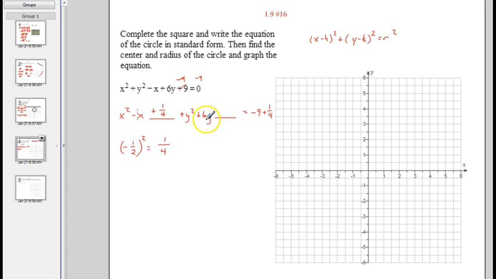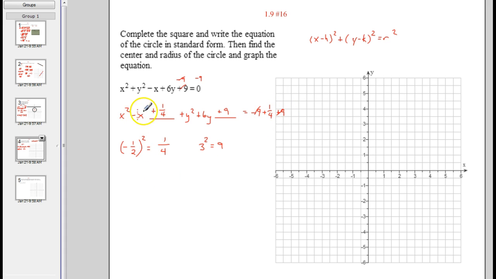Alright, and then the same thing here. Half of 6 is 3. 3 squared is 9. So it's 9 that I add here. So I add a 9 here. This -9 and this +9 are going to cancel. I'll just leave the plus 1/4.